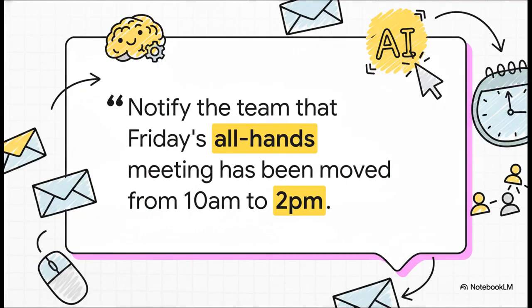So, on to step 2, the prompt. Here's what we're going to feed the AI. And notice how specific this is. It says who the email is for, what it's about, and it gives all the key details. The day, the old time, the new time. With AI, clarity is king. The better your prompt, the better the result you're going to get.